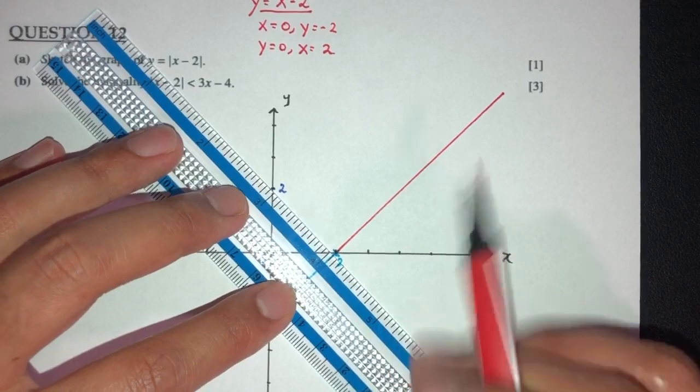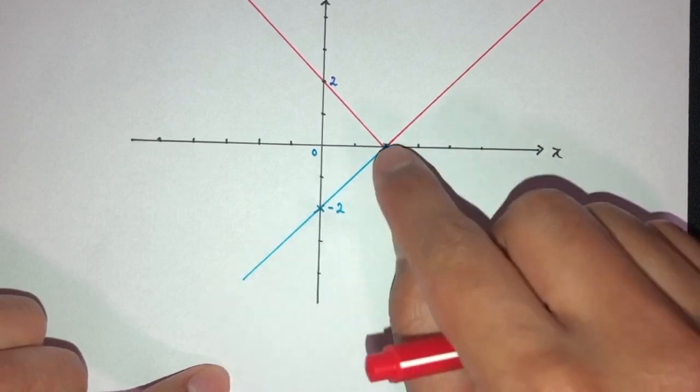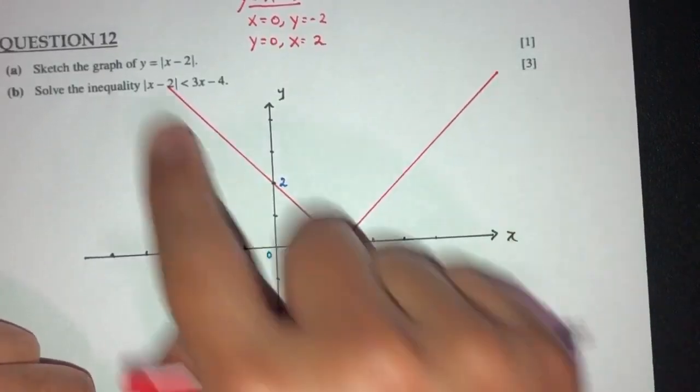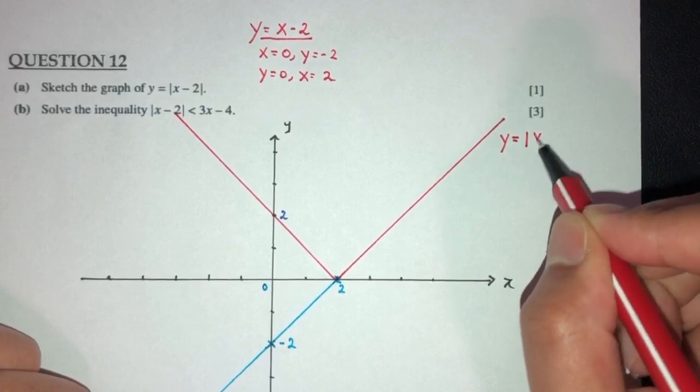Your answer is not the blue one, by the way, it's only the red one. So you have to erase this one in the end. So you have to take it off. Only this is your answer, and always label this as your graph at the end.